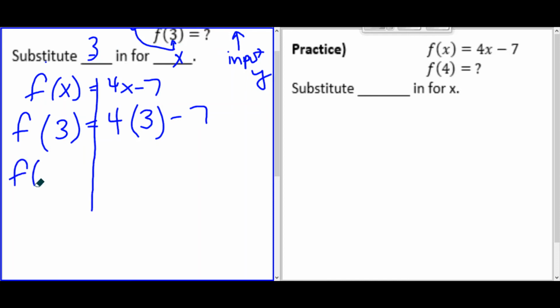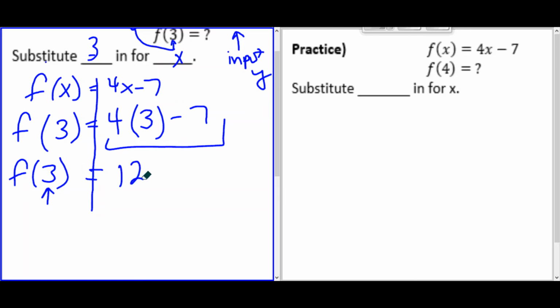The left side is never going to change. F of 3 is going to stay the same. This is just saying when my input is 3, here's what my output will be. So this side won't change, but the right side will. The right side is a math problem, like you could plug that into your calculator and get a result. But you couldn't plug this into your calculator. Your calculator wouldn't understand what that means.